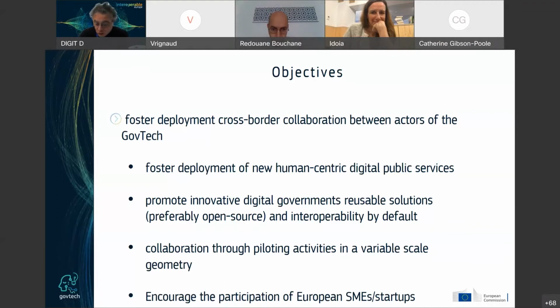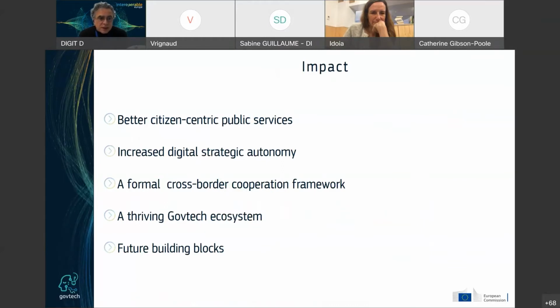We would also like to encourage, in this collaboration, the participation of European SMEs and startups. The impact is, of course, to have better citizen-centric public services, and to increase autonomy, as we know with COVID, we showed that we were not as autonomous in digital strategic matters as we would like.